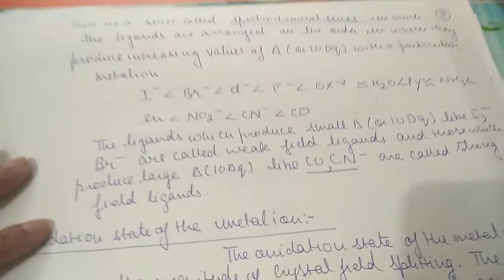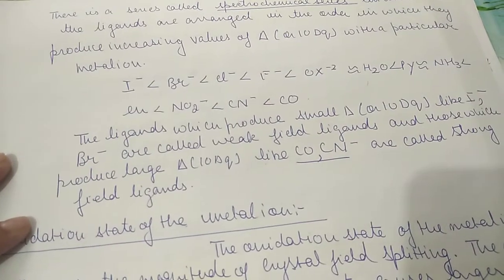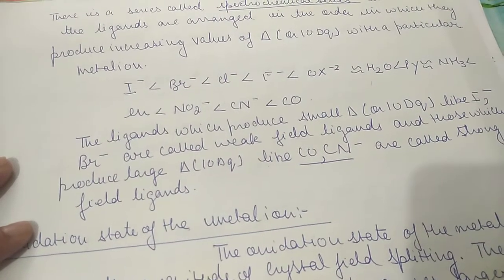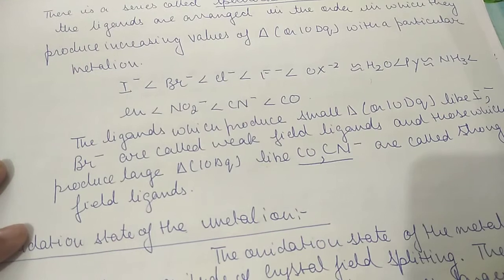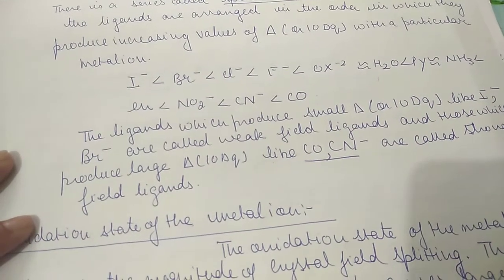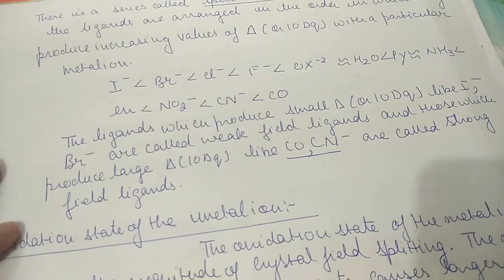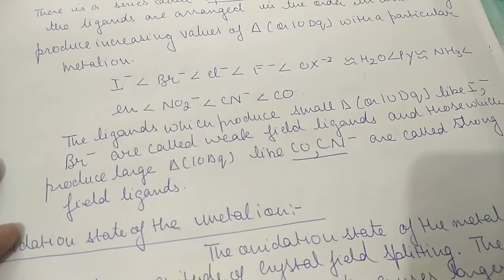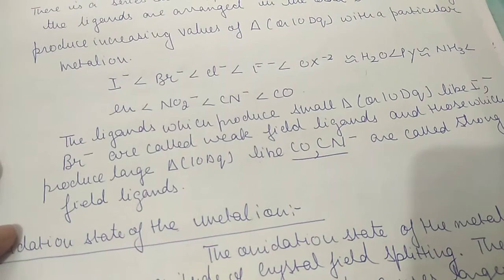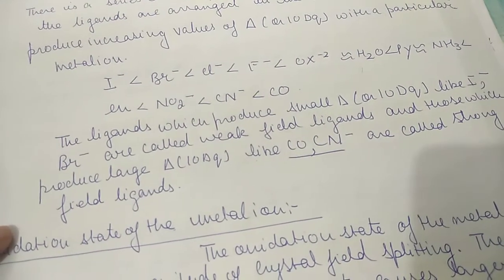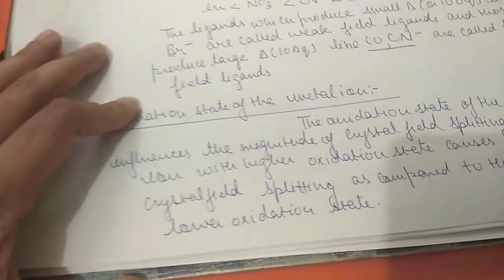So we can see that the ligands which cause small crystal field splitting, like iodide and bromide, are called weak field ligands, while those ligands which produce large delta crystal field splitting energy, like CO, carbonyl and cyanide, are called strong field ligands.